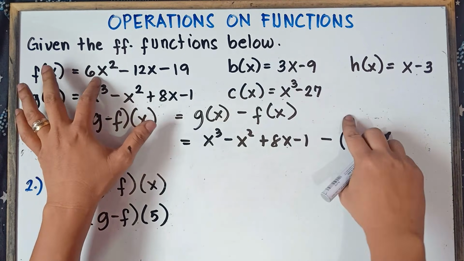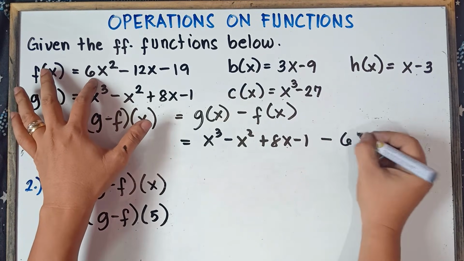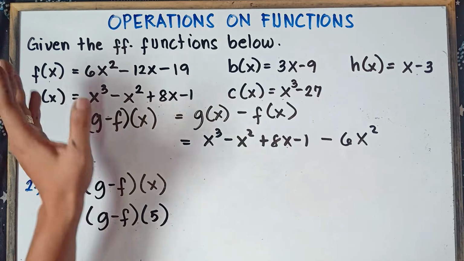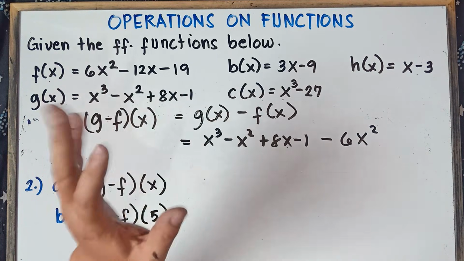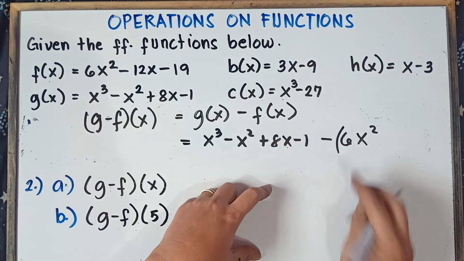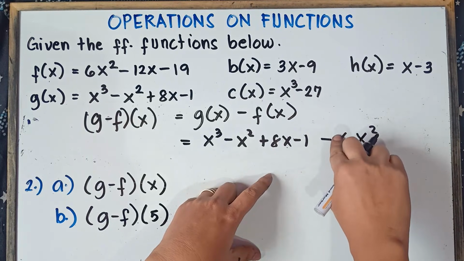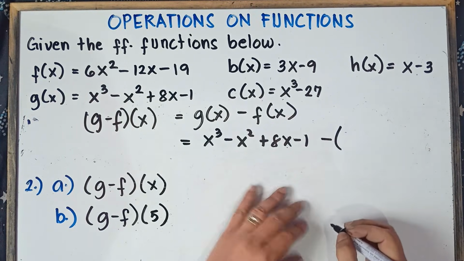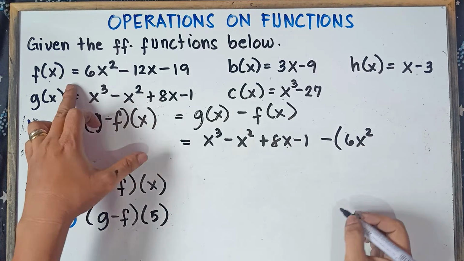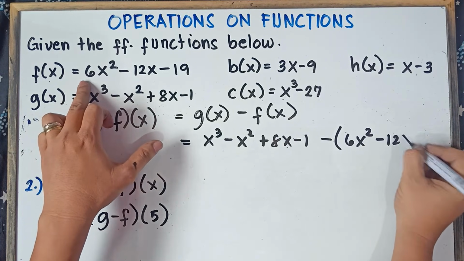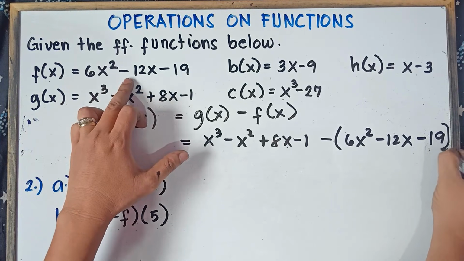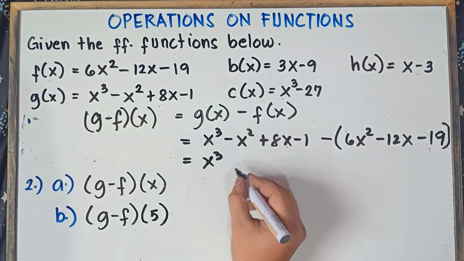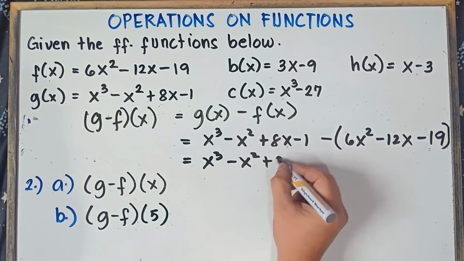If this is monomial, class, example, only one term, example, minus 6X squared, no need to put parentheses. But since this is trinomial, if you subtract binomial, trinomial, multinomial, you need to put parentheses. But since this is trinomial, we need to put parentheses. 6x squared, F of x, minus 12x minus 19. Close parentheses. Alright, so simply copy this one, x cubed minus x squared plus 8x.